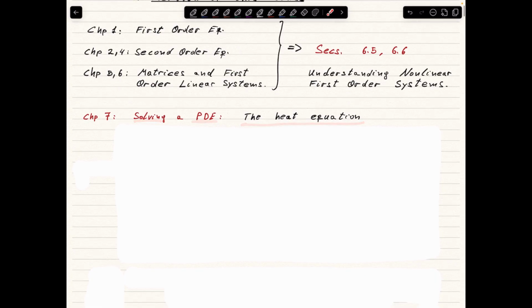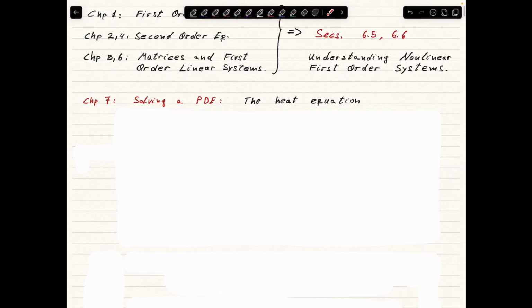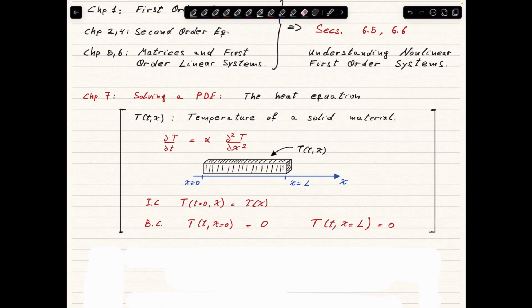We are changing subjects from what we did so far, and the rest of the course is going to be about solving one partial differential equation. The differential equation we are interested in is the heat equation, which is the equation that describes how the temperature of a solid material, for example a metal bar like this rectangular bar, changes in time and in position in a solid material.